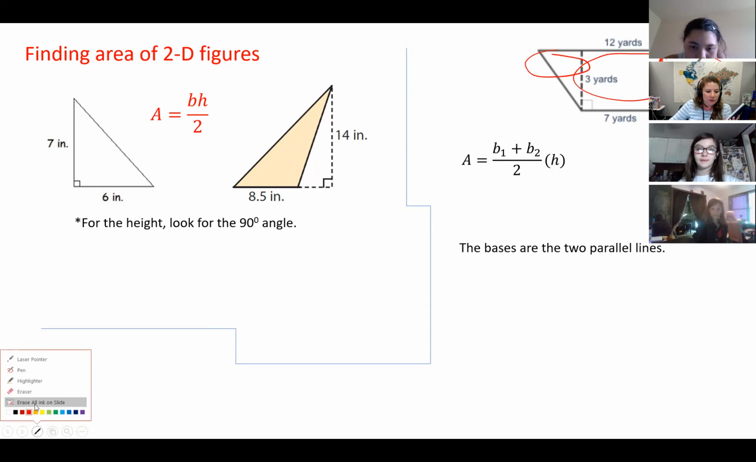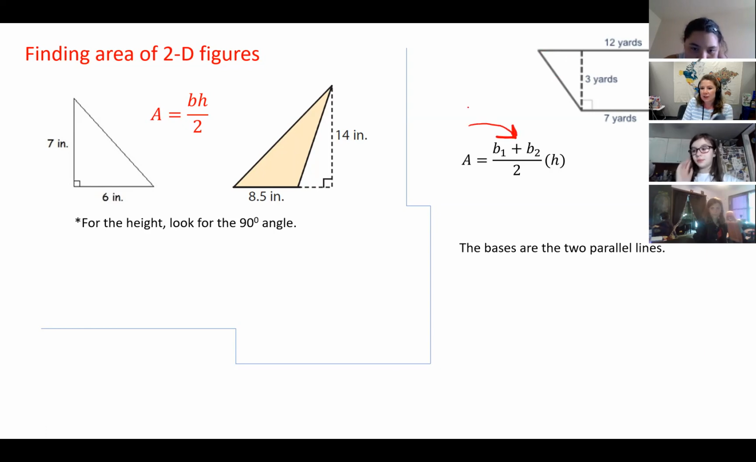Well, this year we're not doing it that way. We're going to use this formula. So this is the formula for finding the area of a trapezoid.